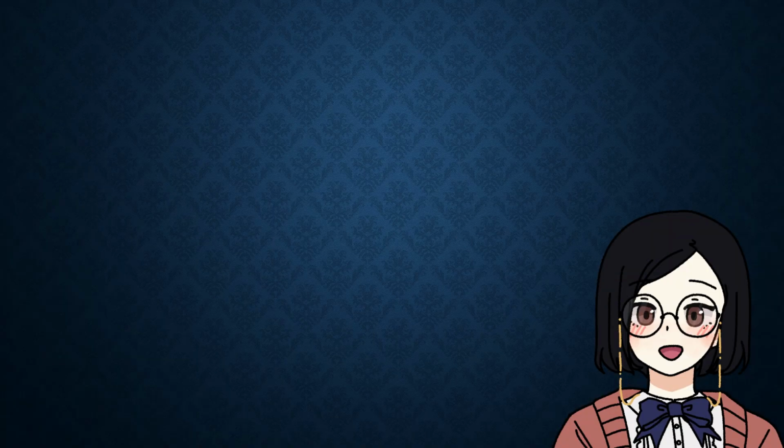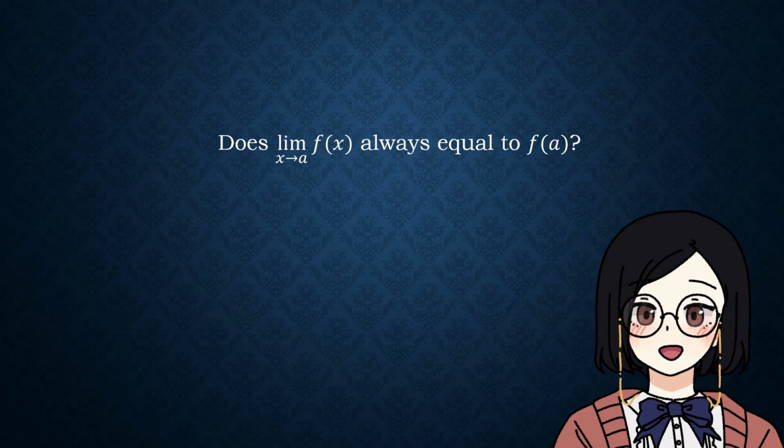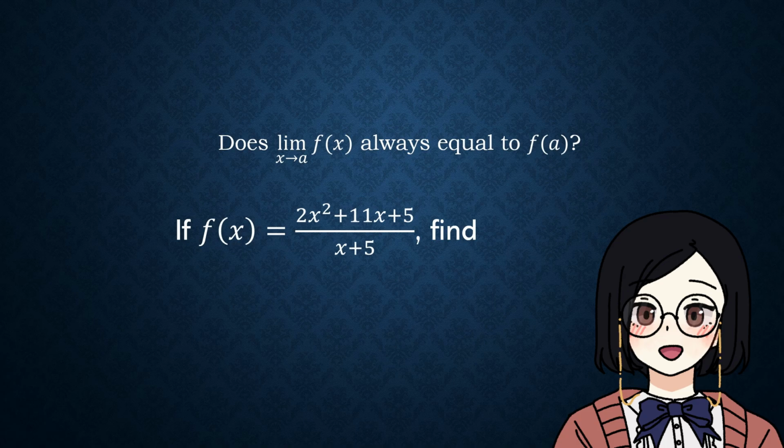Is the limit of the function always equal to f of a? Let's find out as we solve the next example. If f of x is equal to 2x squared plus 11x plus 5 all over x plus 5, find the limit of f of x as x approaches negative 5.